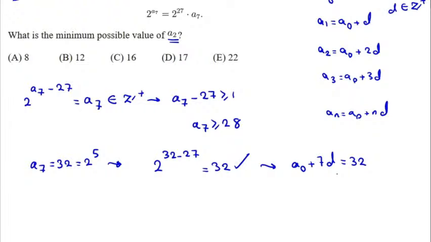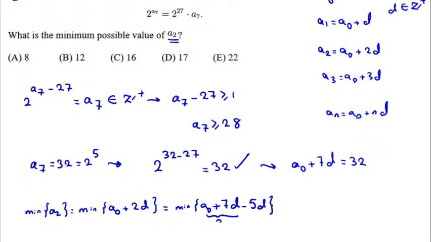A0 plus 7D equals 32, and we want to find the minimum of A2. A2 is the minimum of A0 plus 2D. And we will see that this number and this number, because it is plus 5D, we know it is the minimum of A0 plus 7D minus 5D. A0 plus 7D is 32. The minimum of 32 minus 5D.